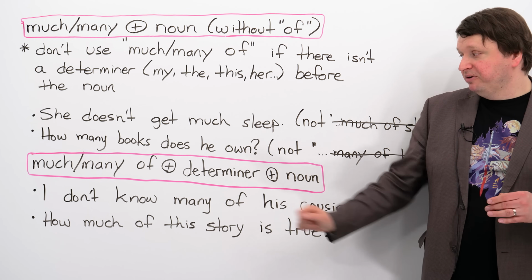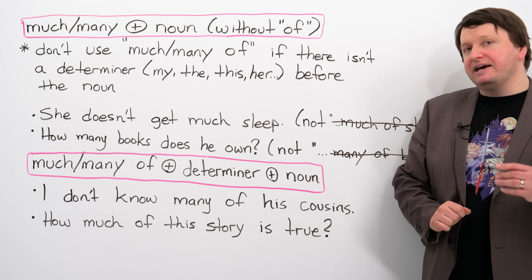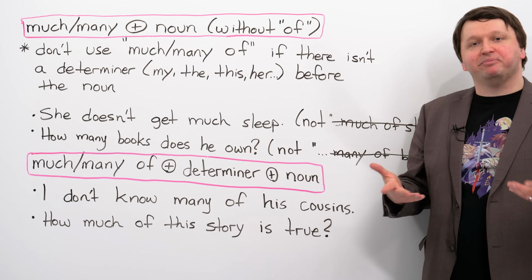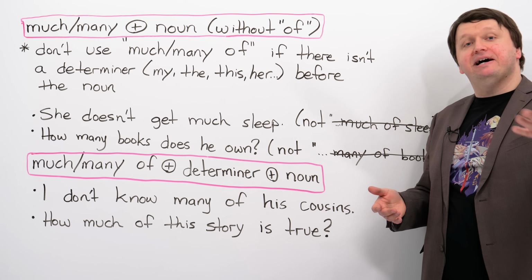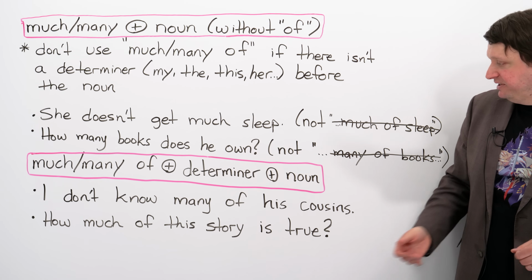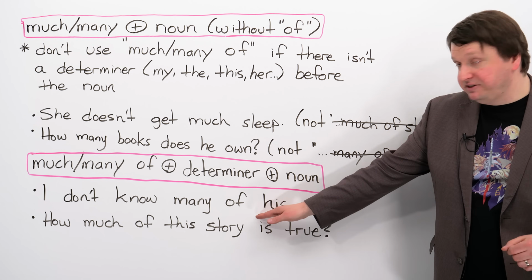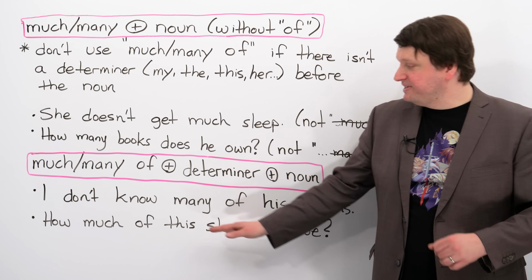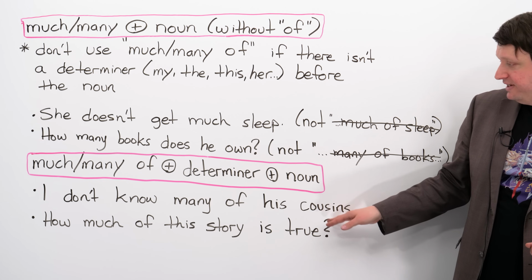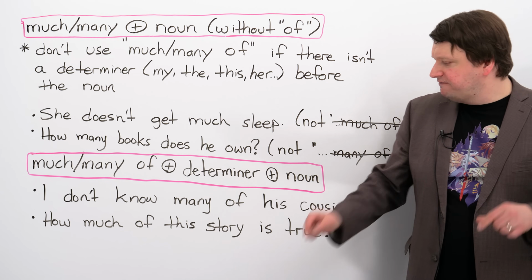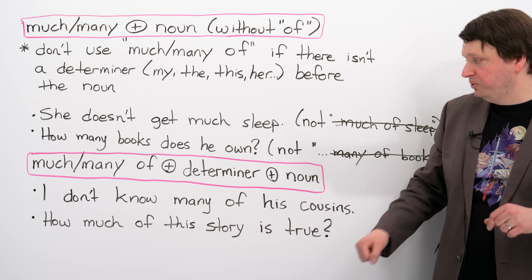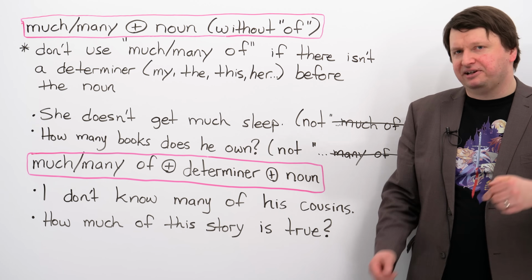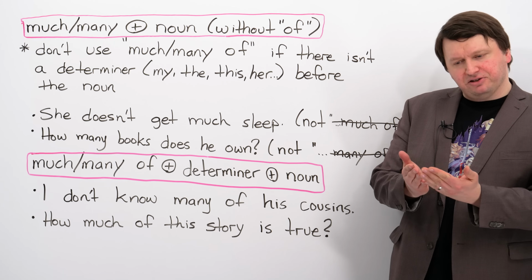So, example, I don't know many of his cousins. Okay, I am not familiar with many of his cousins, the people in his family, right? So here you have a determiner before the plural noun, negative sentence. I don't know many of his cousins. How much of this story is true? How much of, determiner, this story that we're reading right now is true?